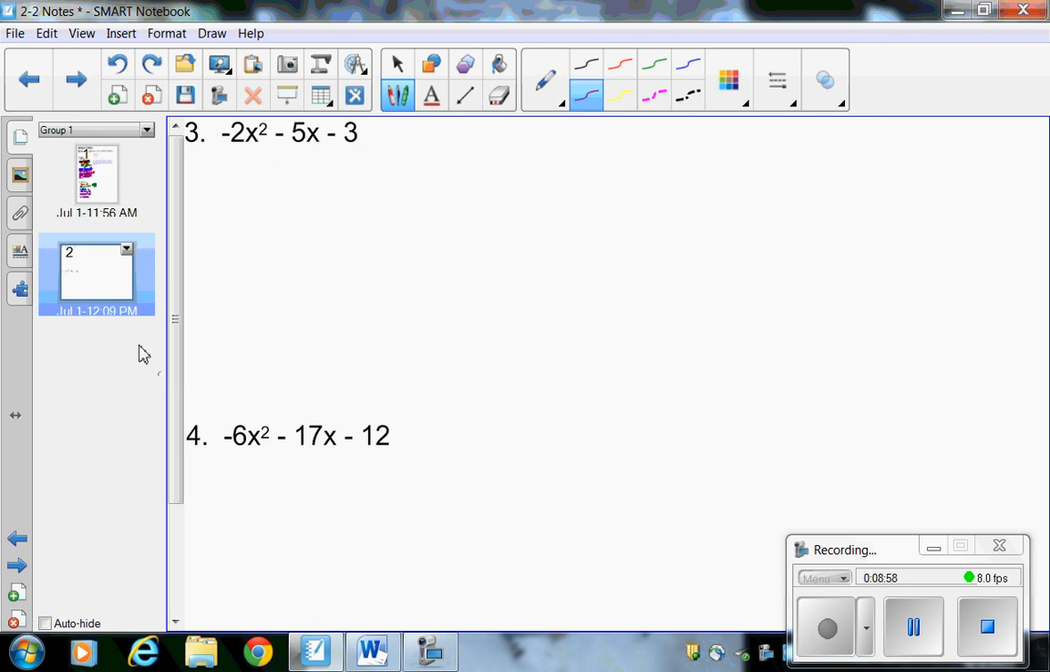Now, on number 3, you will notice that it starts with a negative. Anytime it starts with a negative, please factor out a negative 1. So, is there a greatest common factor between 2x squared, 5x, and 3? No. However, it does start with a negative, so I am going to factor out a negative 1, which is essentially going to change all of the signs on all the other terms.